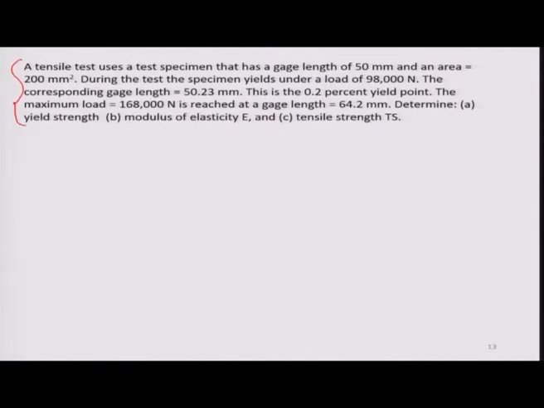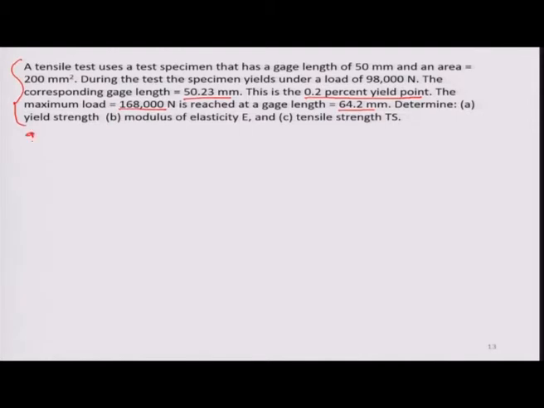Okay, here you can see the problem statement: a tensile test uses a test specimen that has a gauge length of 50 mm and an area of 200 mm square, that is the cross sectional area. During the test, the specimen yields under a load of 98,000 Newton. The corresponding gauge length is equal to 50.23 mm. This is the 0.2% yield point. The maximum load is 168,000 Newton, that is reached at a gauge length of 64.2 mm. So, determine yield strength, modulus of elasticity and tensile strength.